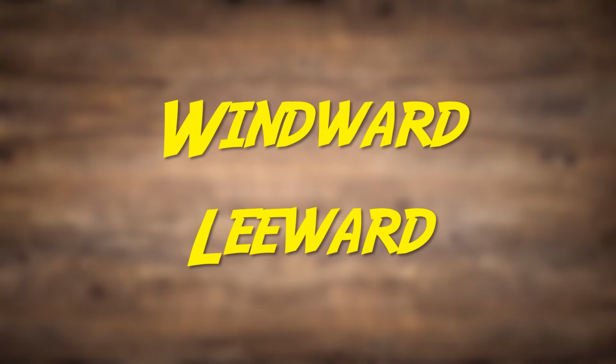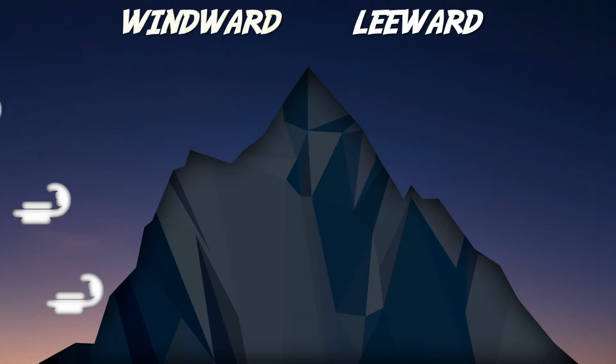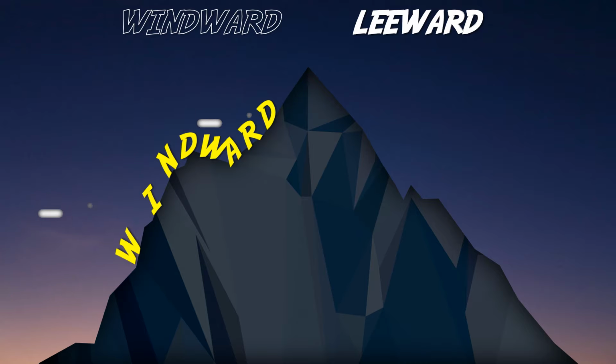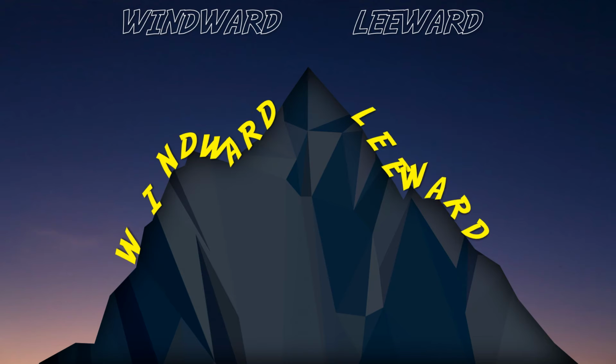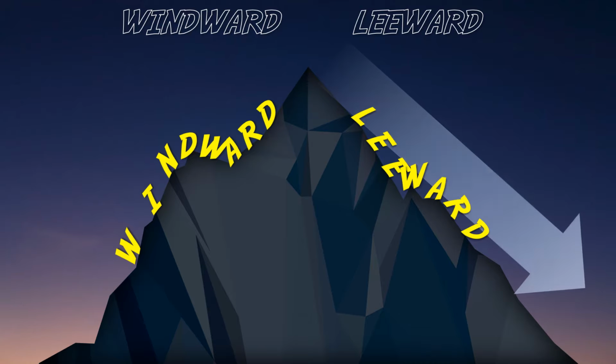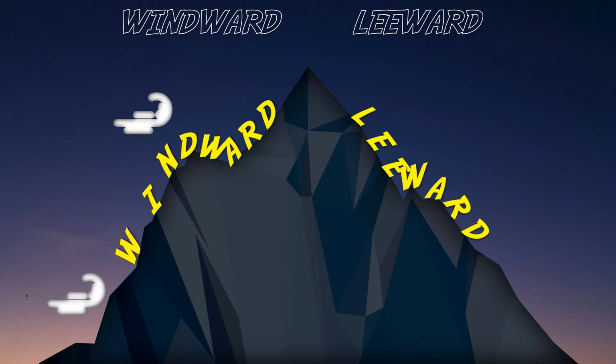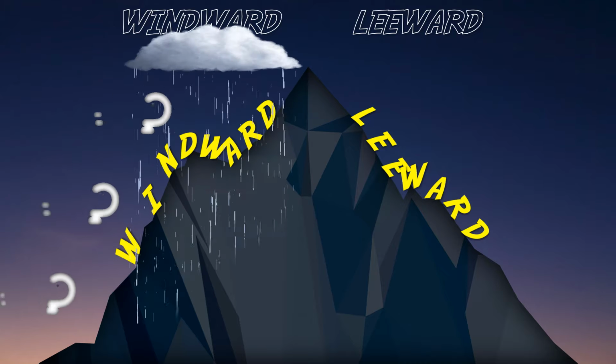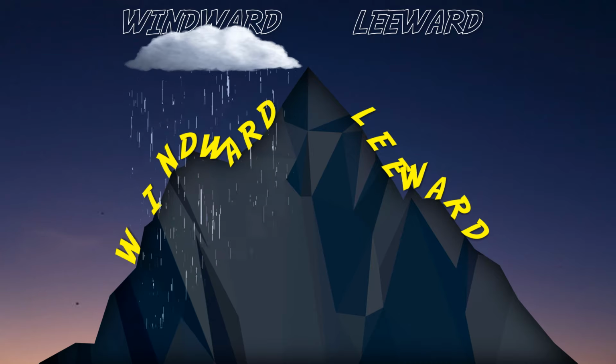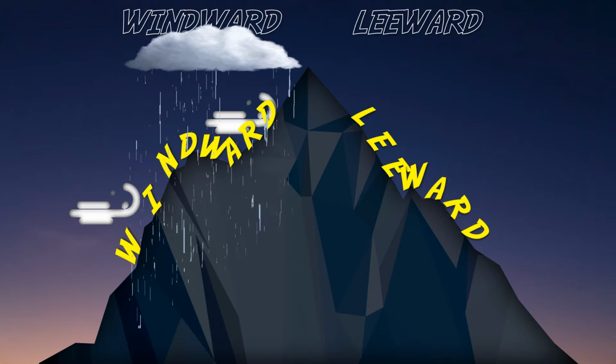Next we have windward and leeward. Windward refers to the side of a mountain that receives incoming prevailing winds or trade winds, whereas the leeward side of a mountain is the sheltered side that prevailing or trade winds flow down. The windward side of a mountain is wet since it brings lots of moisture and rain, whereas the leeward side of a mountain is dry since it receives little rain.